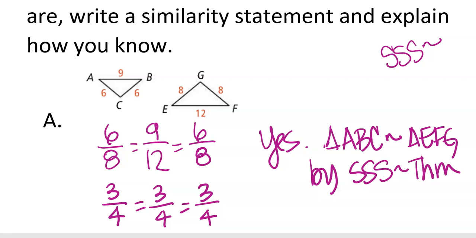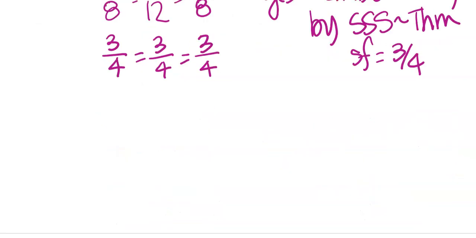By side, side, side similarity theorem. And the scale factor would be 3/4. So if they ever ask you what the scale factor is, it's that fraction that you found, the simplified version of it.